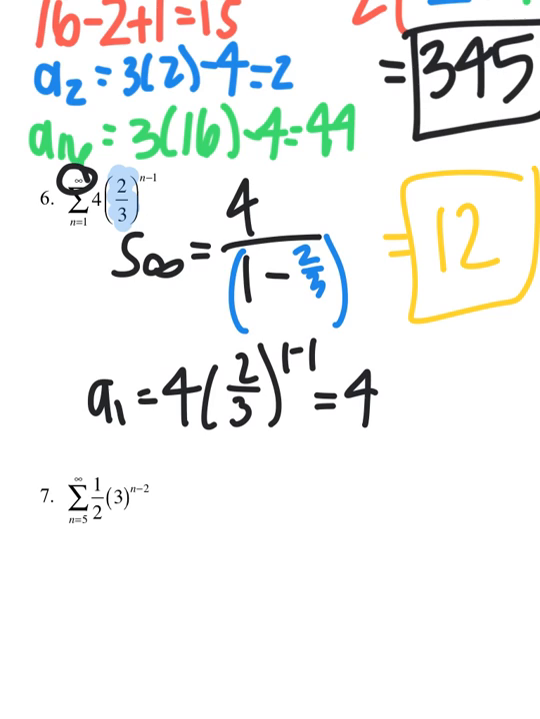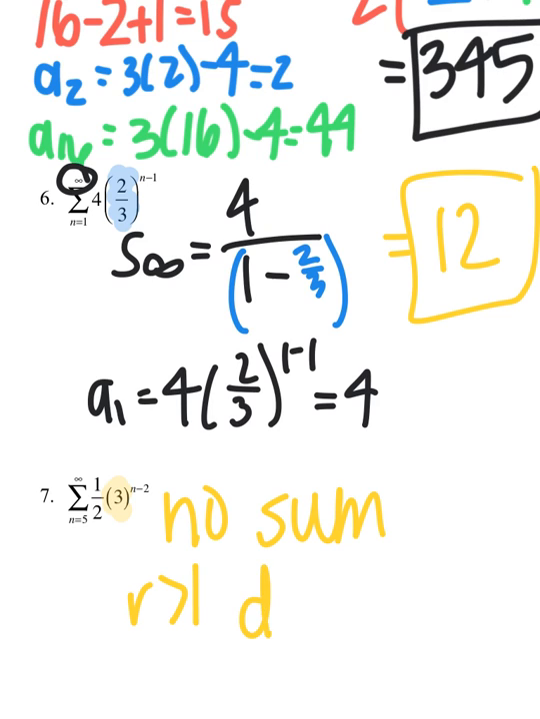Alright, last summation, number 7. I'm looking at this. It looks geometric and it is infinite. Next up, I'm looking at my common ratio, and ooh, this common ratio is 3. 3 is a number that is larger than 1, so this is our favorite kind of problem. There is no sum. The reason there is no sum, it's because the common ratio is larger than 1, which means that this diverges.